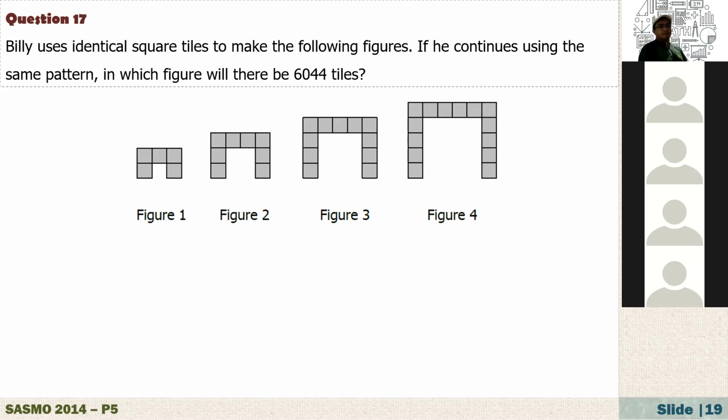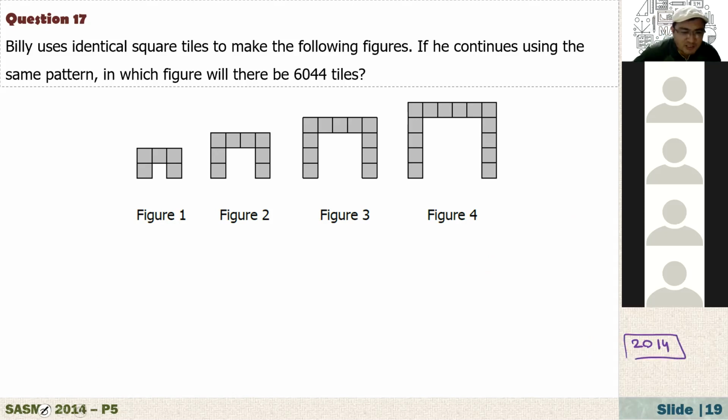Billy uses identical square tiles to make the following figure. If he continues using the same pattern, in which figure will there be 6,044 tiles? Okay. Can I say the answer? Can I answer? Yes. Is it 2014? 2014.